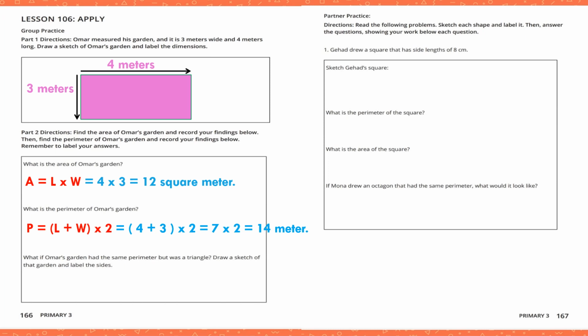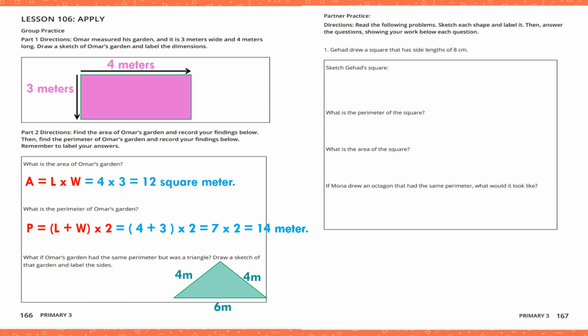But what if Omar's garden had the same perimeter but was a triangle? We will divide 14 into 3 numbers: 4 plus 6 plus 4. Let's move to the next one.